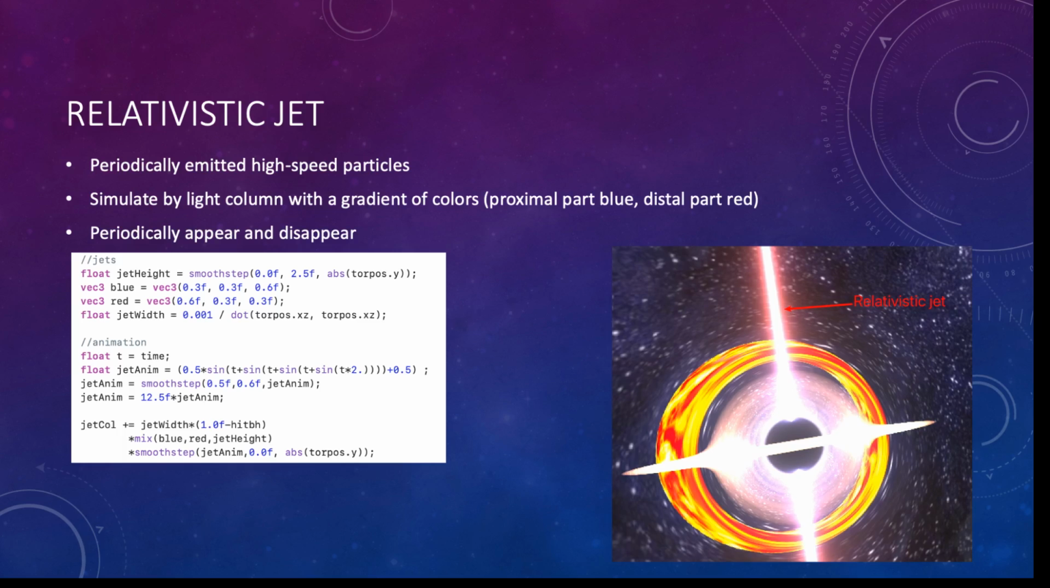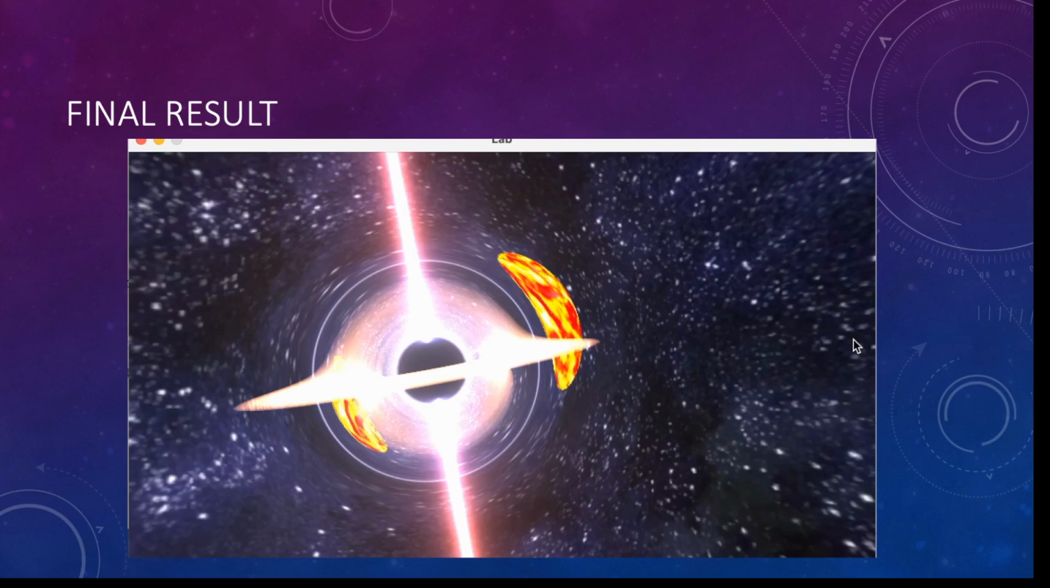Finally comes the relativistic jet. This is much easier because it's actually periodically emitted high-speed particles around the black hole, and I just simulate it with a light column with a gradient of colors. The proximal part is blue because of the high energy, and the distal part is red because of the low energy. But the blue part here is too bright, close to white anyway. And here's the final render result of my black hole.